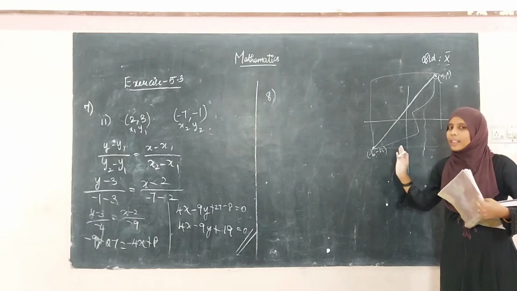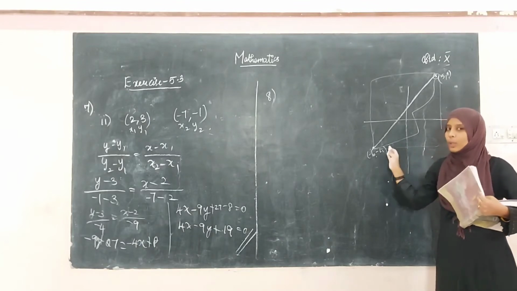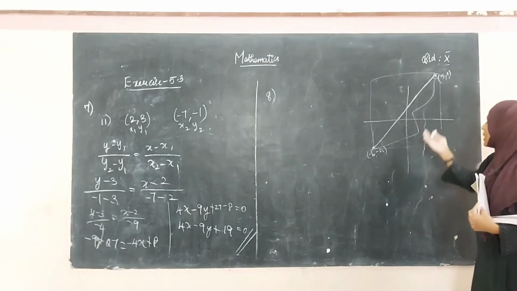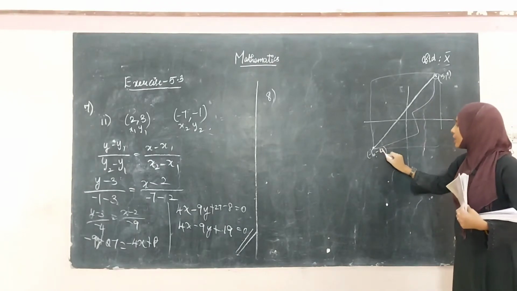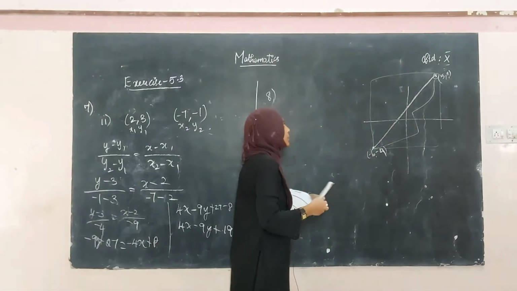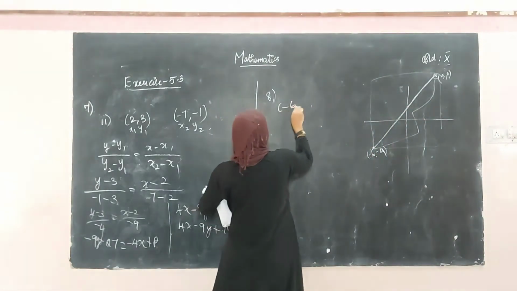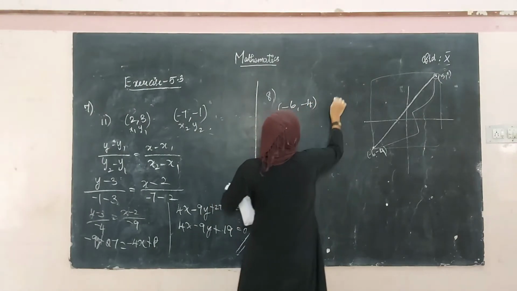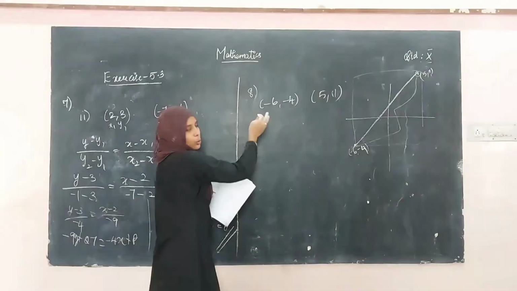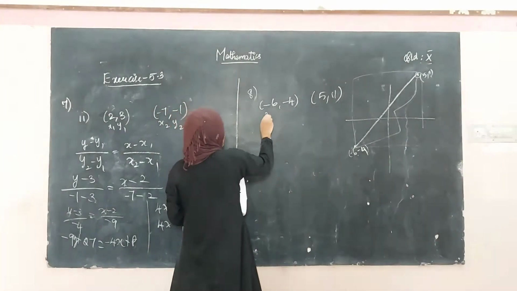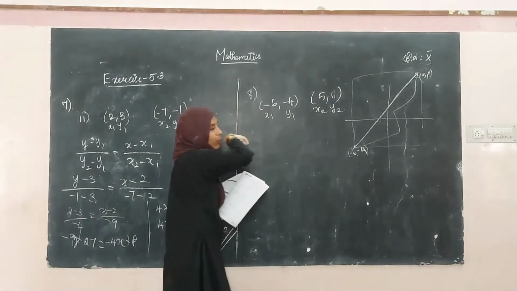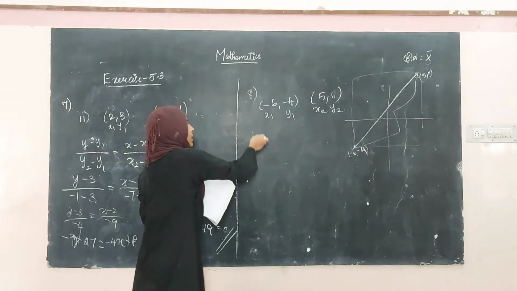What they have asked us is to find the equation of the shortest distance, that is the equation of the straight line, right? They have given 2 points, so the same thing as before. We have to get the 2 points. What are the 2 points? Minus 6 comma minus 4 and then 5 comma 11. So let us take these as x1, y1, x2, y2. Now we have to find the equation of the straight line having these 2 points.